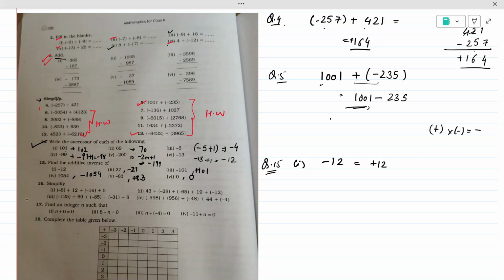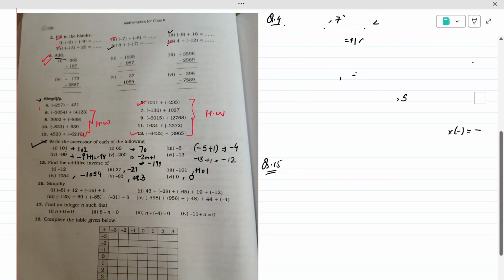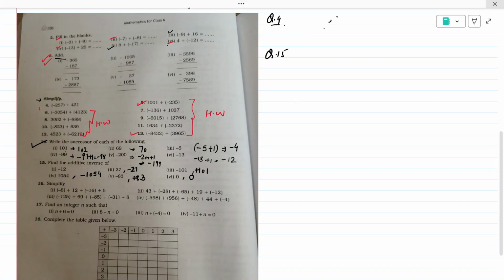Okay. Next, we have simplification. So, this is good. Let us pick the simplification now. Again, we have 4 parts to it, and let me do 2 parts for you, and the other 2 parts you can do as homework. So, I'm picking question number 16, sorry, it was question number 15 earlier. Let's do the A part. So in the A part we have minus 8, to which we are adding 12 and then minus 16 plus 5.